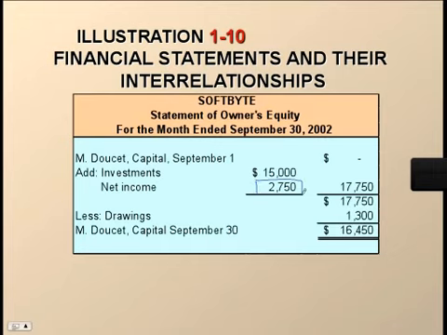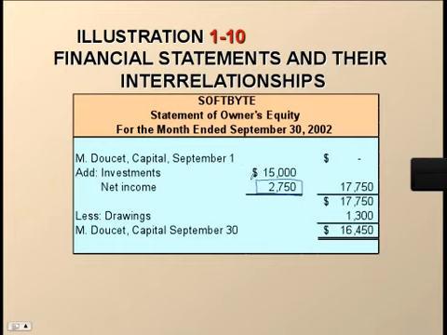Now in grade 11, our statement of owner's equity was a little bit different. We had our beginning capital which was here, and we put it in the middle column. And then we added net income and subtracted drawings in the same column. It doesn't matter which way you do it. I'm happy either way. Okay, so let's take a closer look.